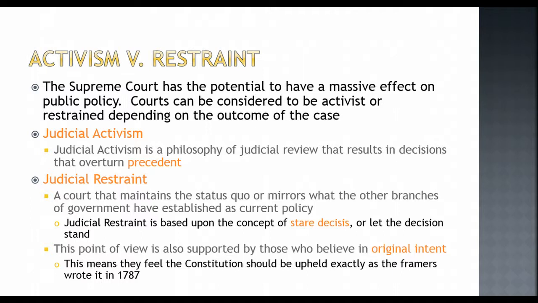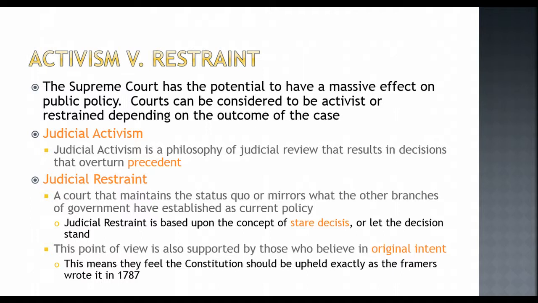But when we have Brown versus Board of Education in 1954, Brown versus Board of Education states that it is inherently unequal to separate people based upon race, even if equal accommodations are provided. So that was an activist decision. It overturned the precedent that had been set by Plessy versus Ferguson, and it created a new precedent. So when you create a new precedent and overturn a previous one, that is known as judicial activism.